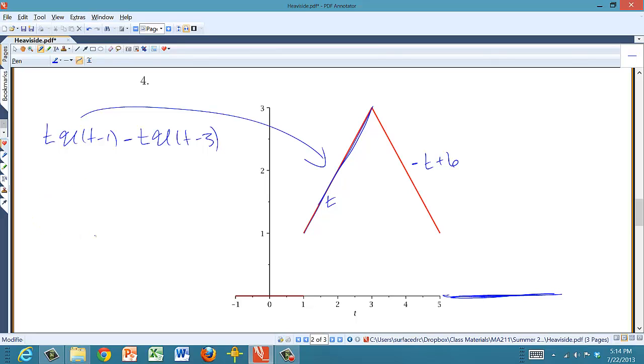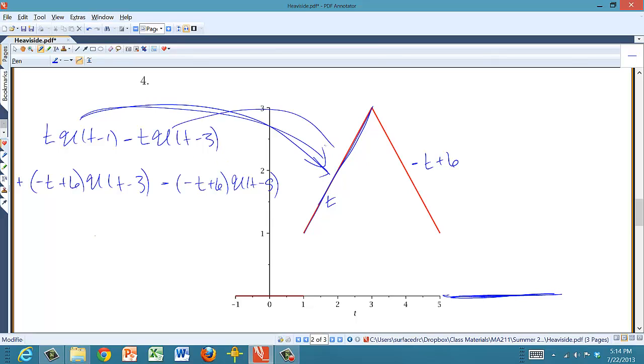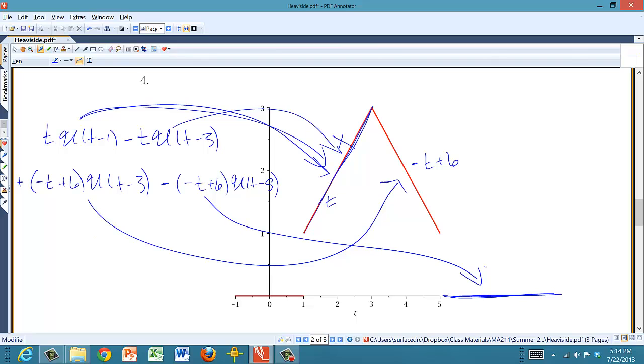And now I'll turn on the function -t plus 6. So I'll write plus (-t plus 6). I want it to turn on at time 3. And now I want to turn off the function -t plus 6 at time 5. Right? So this one turns my function on. This one kills the function. This one turns on a new function, and this one turns it off.